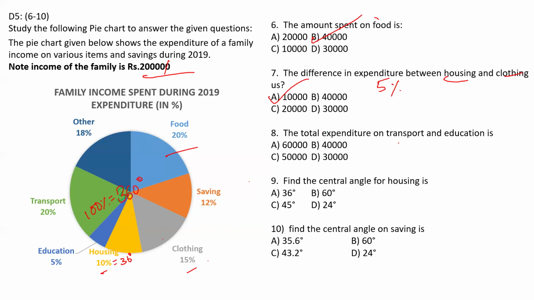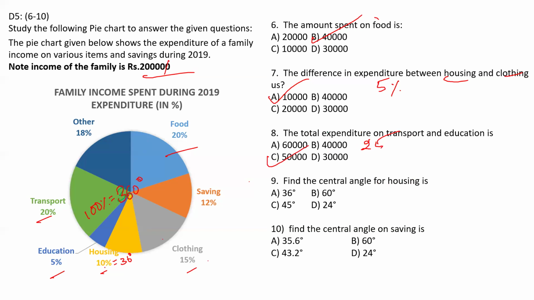Next one is total expenditure on transport and education. Transport is 20% and education is 5%. So 25%. Half of 2 lakh is 1 lakh, half of 1 lakh is 50,000. So the answer is 50,000.